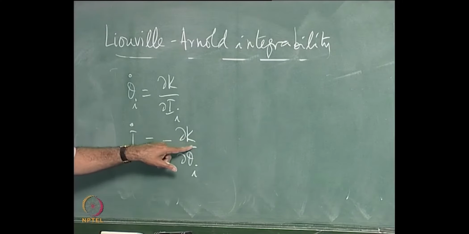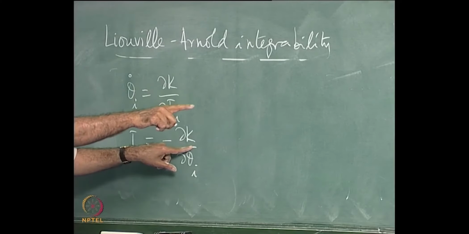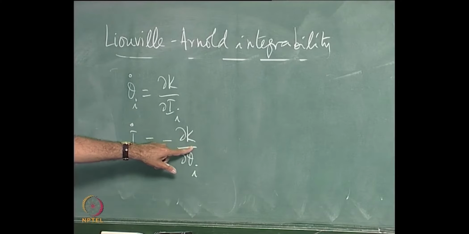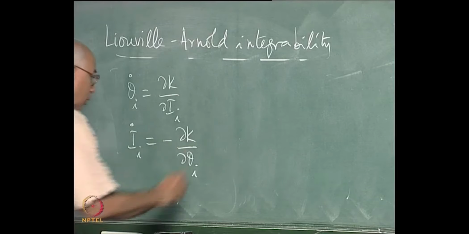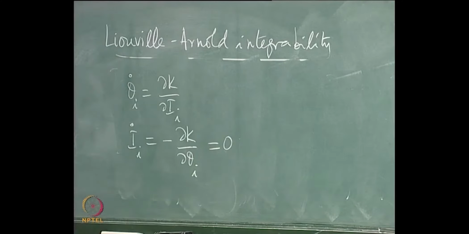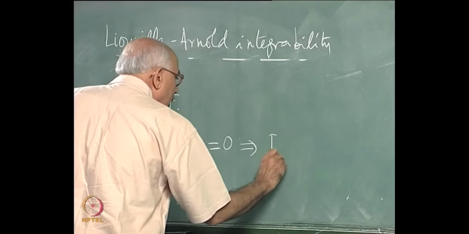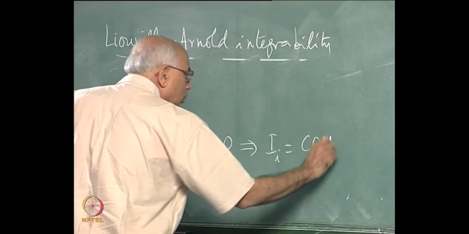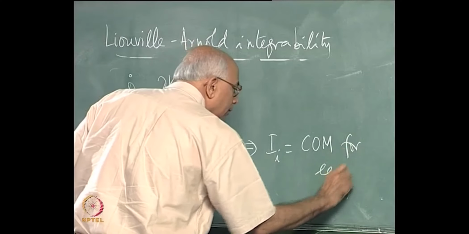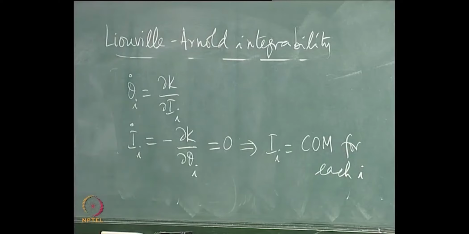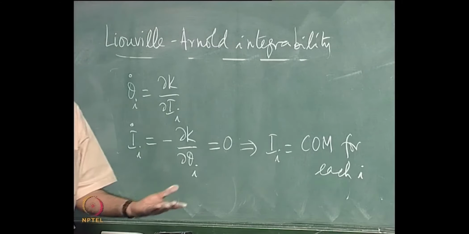But this function does not depend, by assertion we have already asserted that it does not depend on any of the angle variables, therefore these quantities vanish identically, all n of them, which implies that I i is a constant of the motion for each i. So we have trivially integrated n of the 2n differential equations of the Hamiltonian system, but we can go further.